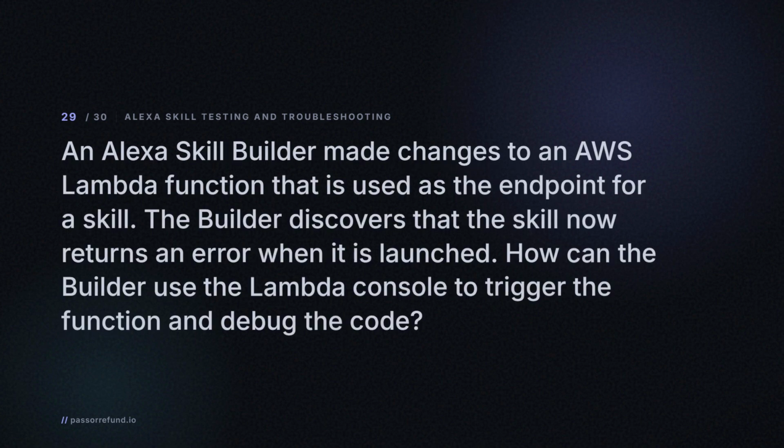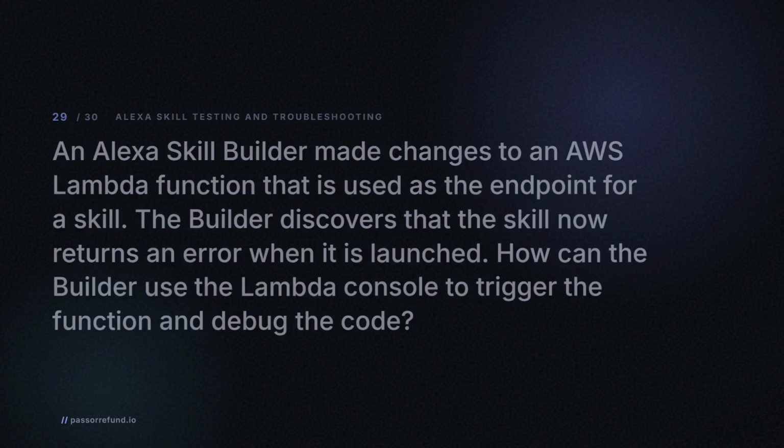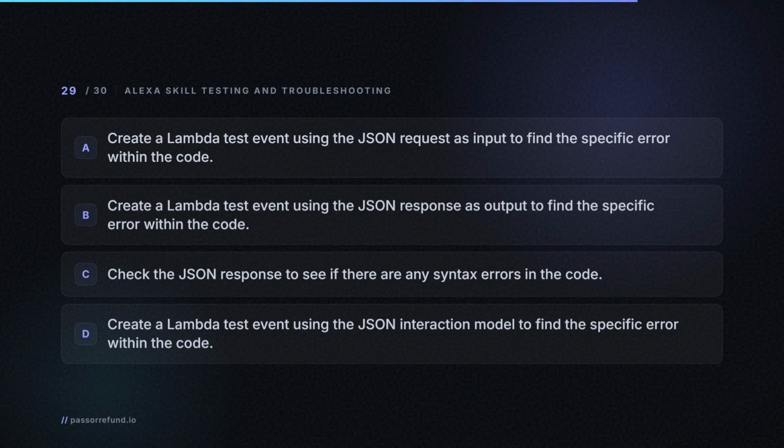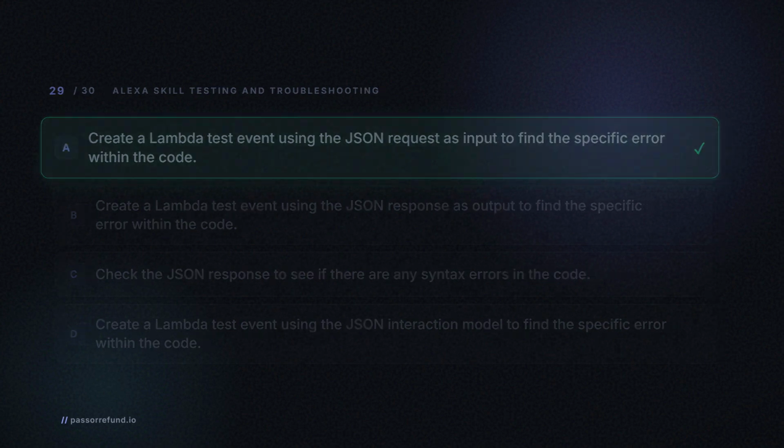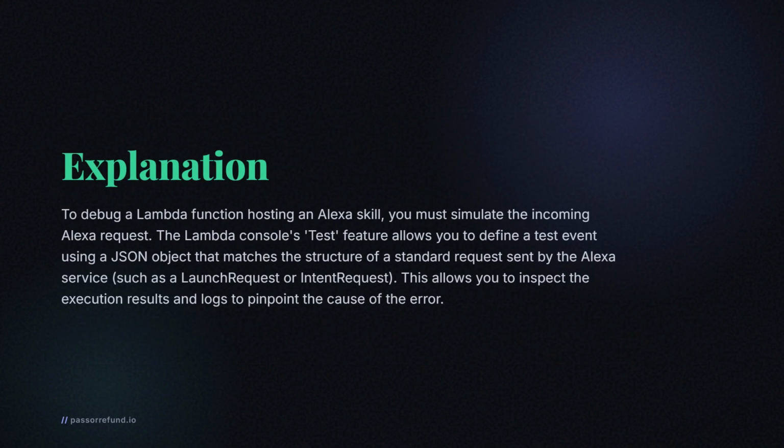Okay, so let's try to figure this out. An Alexa skill builder made some changes to an AWS Lambda function that's used for a skill's endpoint. Now, the builder found that the skill gives an error when they launch it. How can they use the Lambda console to trigger the function and debug the code? The right pick is A. To debug a Lambda function that's hosting an Alexa skill, you must simulate the incoming Alexa request.